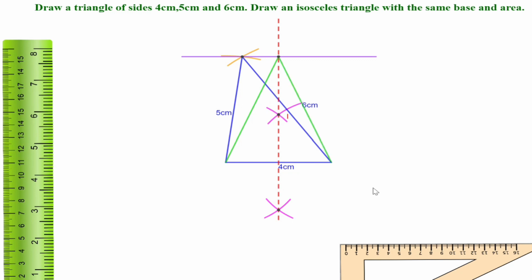Now we got a new triangle. It's an isosceles triangle because the third vertex is on the perpendicular bisector of the base. It has the same area as the first triangle because it has the same base, and the third vertices are on a line parallel to the base. So this is the required triangle.